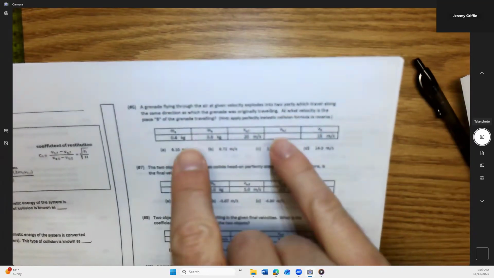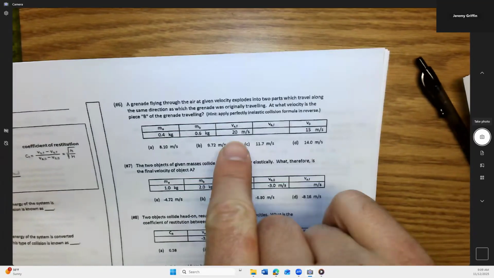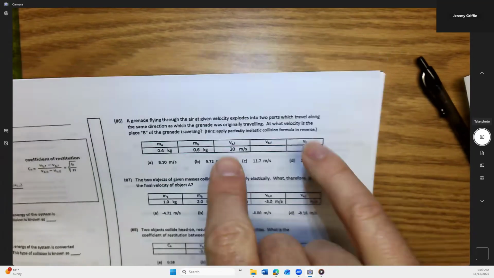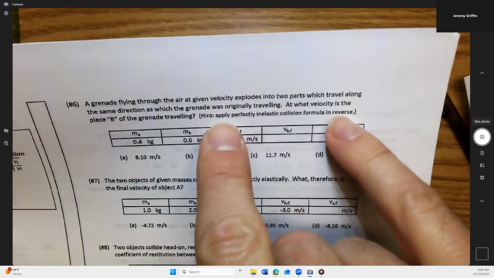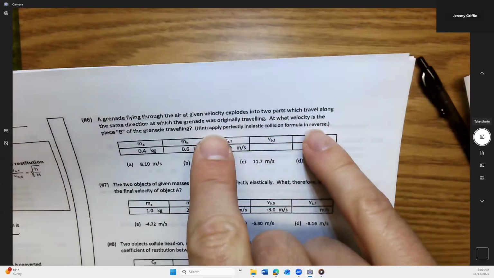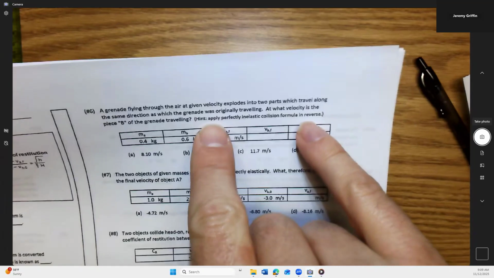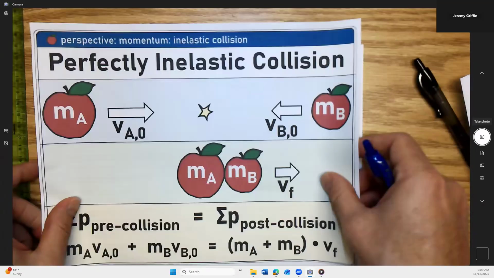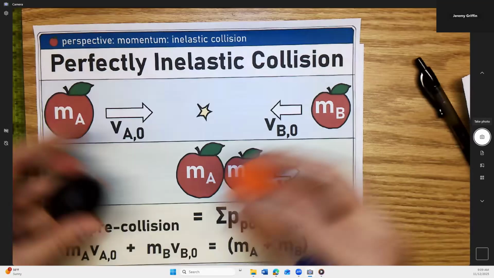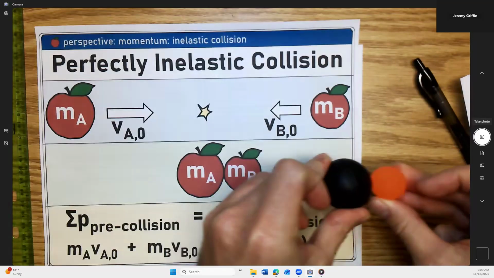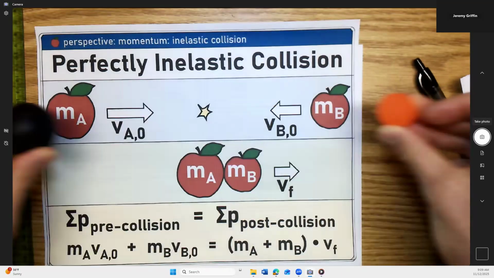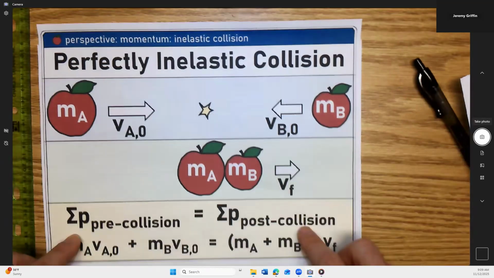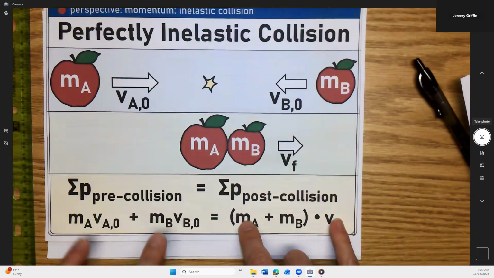So it breaks into two pieces. I told you the final velocity of one of the pieces, but what about the other piece? And I told you pretty much exactly how to do it in the parentheses here. Apply the perfectly inelastic collision formula in reverse. Because isn't it true that if two objects collide and stick together, and then you run that film in reverse, it would look just like an explosion, wouldn't it? You see that? Just like an explosion. So really, the right side turns into the left side.